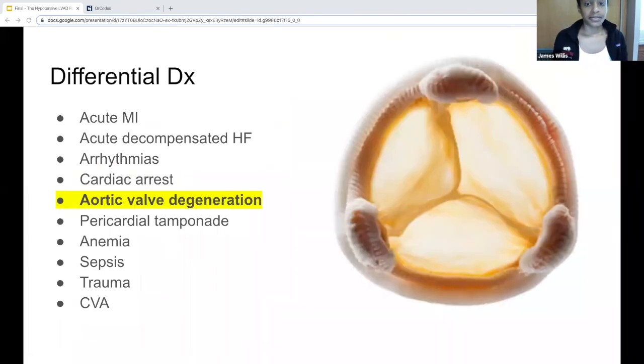Aortic valve degeneration occurs in about 90% of patients using these devices over an extended period of time, with a varying time course to onset.